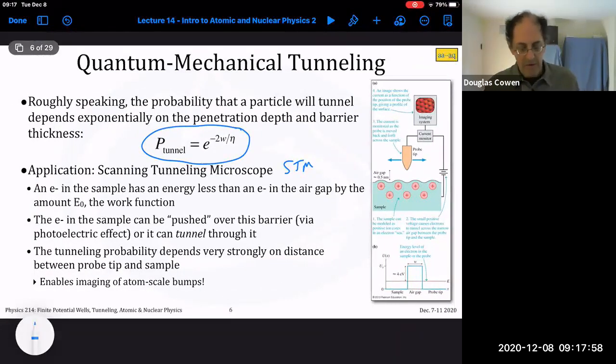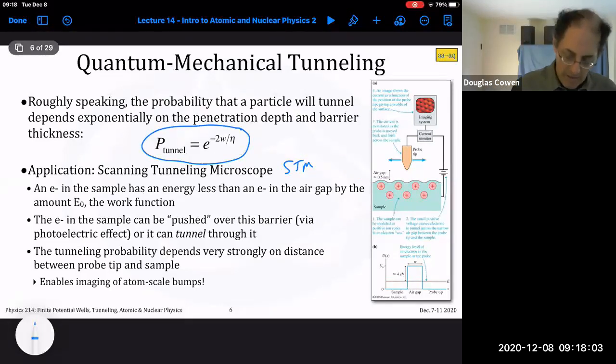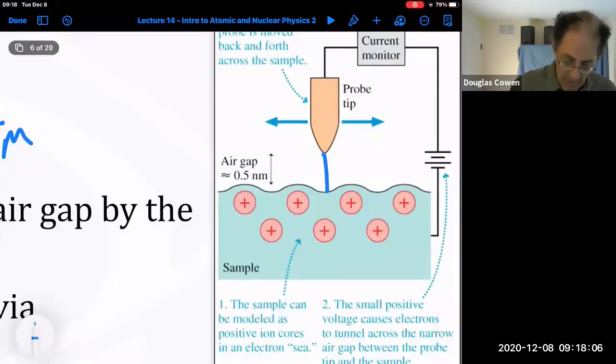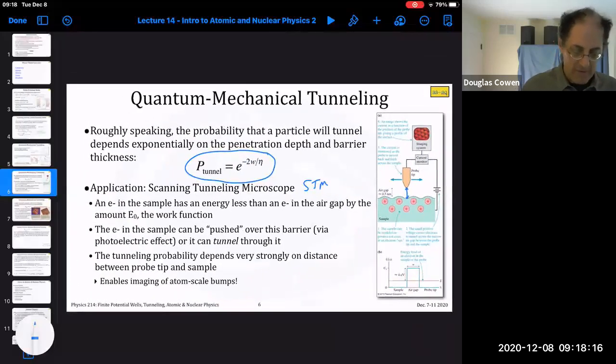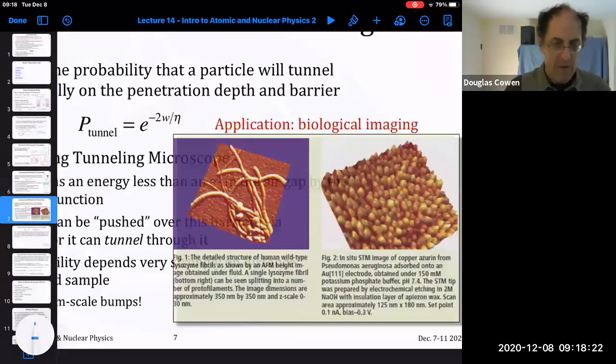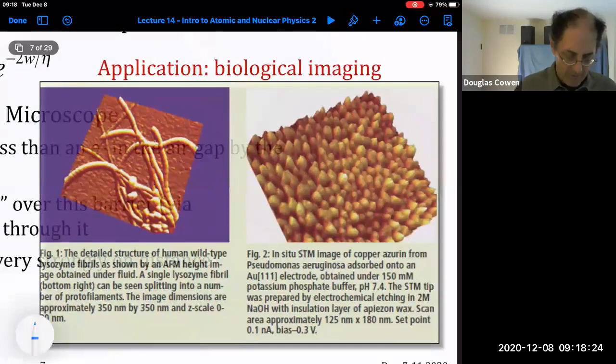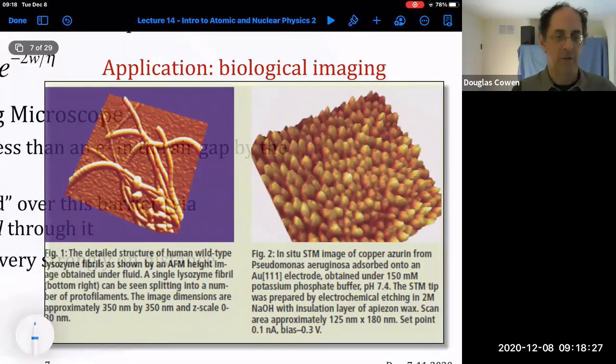And it turns out that tunneling probability depends very strongly on this distance here between the probe tip and the sample itself. And that's what allows the STM to make images that are at the scale of atoms. So for example, here are a couple of those images. On the left there is something from a biological sample, and the scale here is sort of like tens of nanometers. So that's unbelievable resolution.